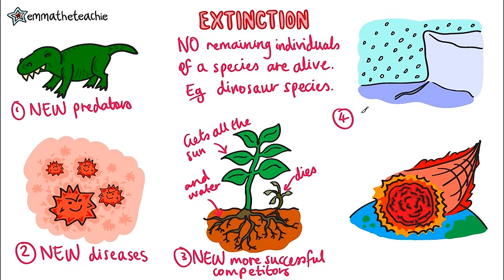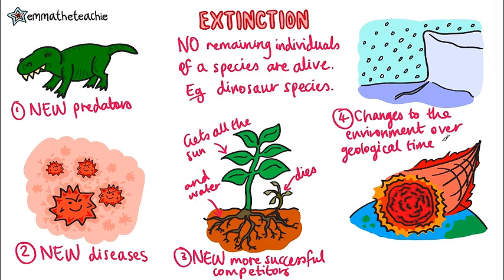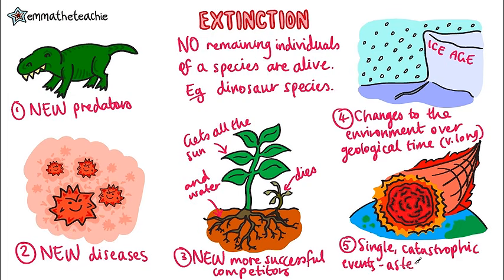Now we'll look at some physical changes. There can be changes to the environment over geological time. This just means a really long period, like millions and billions of years. For example, an ice age could cause the extinction of species that live in really warm climates. And finally, single catastrophic events, like an asteroid collision or a volcanic eruption, could cause a mass extinction. This is one theory for how dinosaurs died.